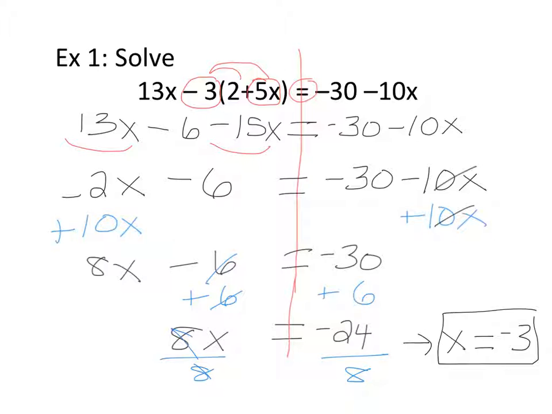Ta-da! Now, if we wanted to do a check step, what we would do is we would take that negative 3 and we would replace the x everywhere in the original equation and make sure the left-hand side is equal to the right-hand side.